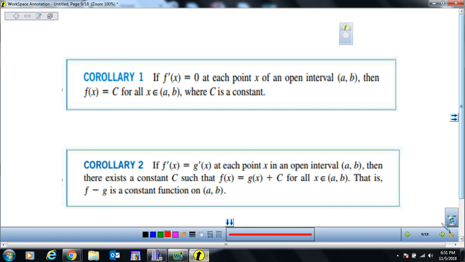Okay. So it's saying here, there's the derivative of a function that you're going to set equal to 0.